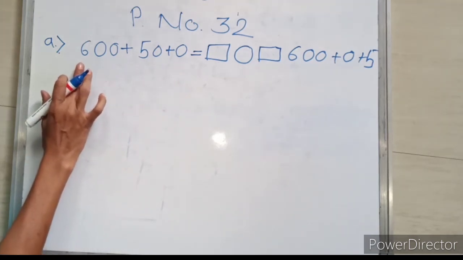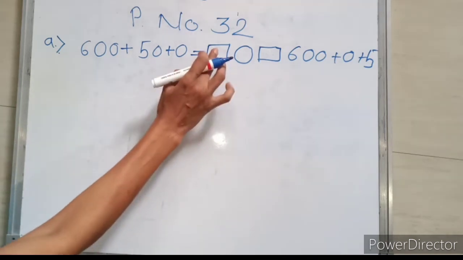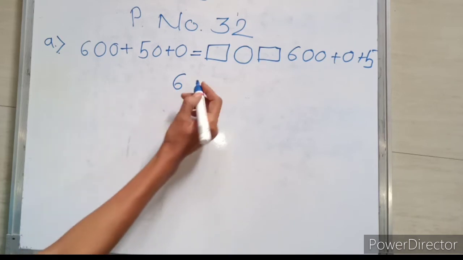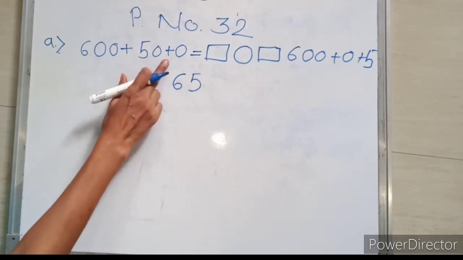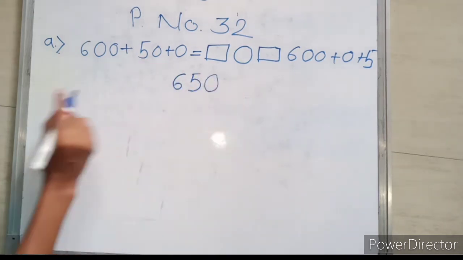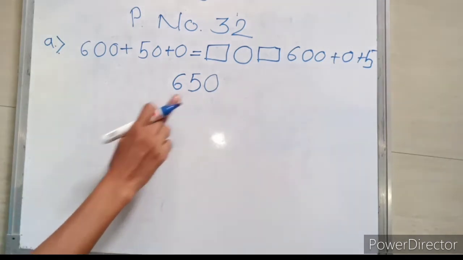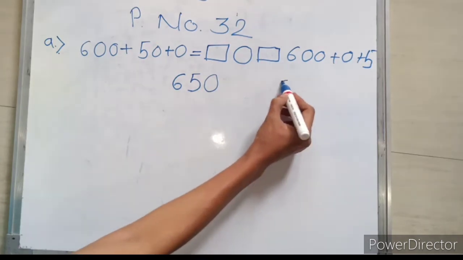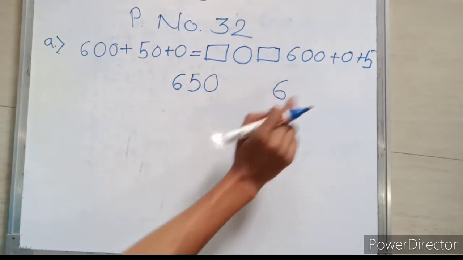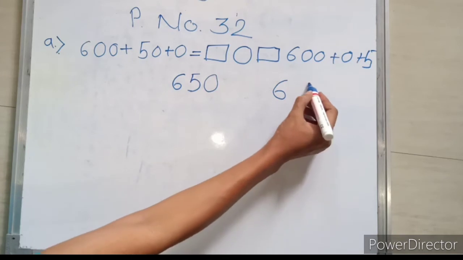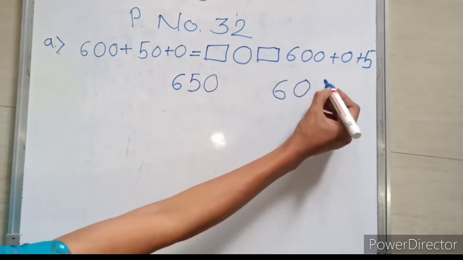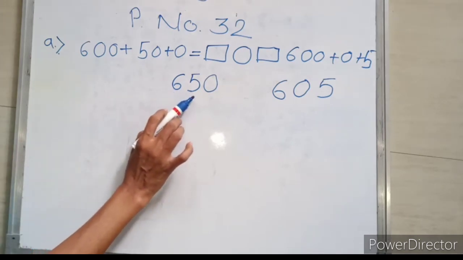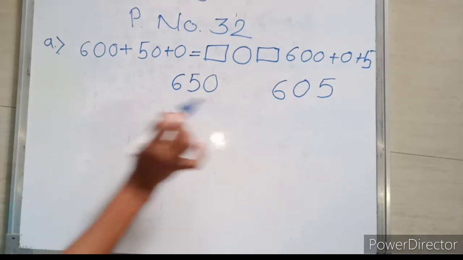So in this, how many hundreds are there? 6. The hundreds place is here, so I am writing 6 here. How many tens are here? 5. How many ones are here? 0. The number is 650. Now see this number. How many hundreds are here? 6. How many tens are here? 0. And how many ones are here? 5. So we got the numbers 650 and 605.